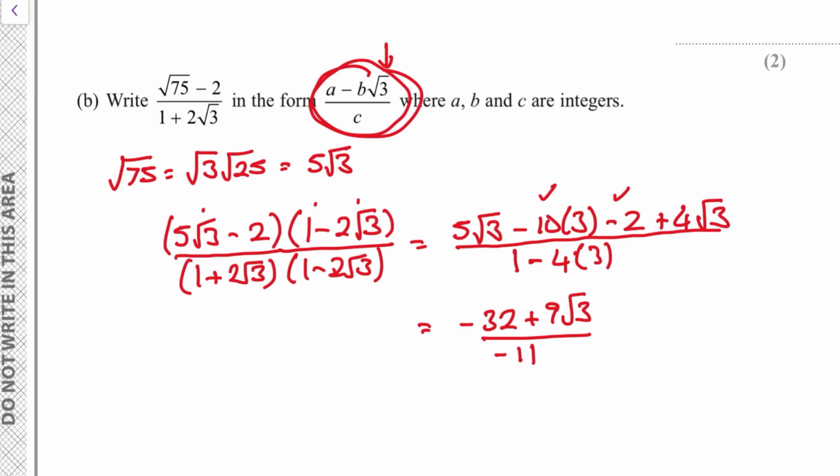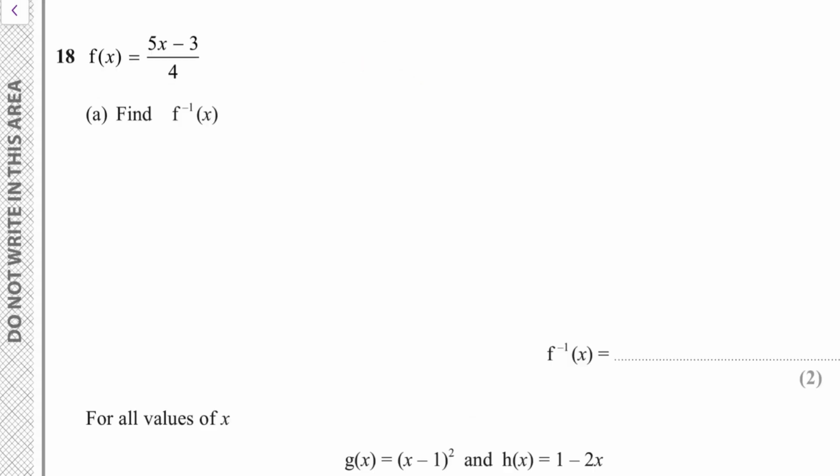And that is sort of my final answer, but it's not, is it? Because the question's got a minus in the middle. So if I divide top and bottom by minus 1, or multiply by minus 1, that gives me 32 minus 9 root 3 all over 11. They're all integers. Question done. Happy with that one. Okay, so this next question is a functions question.